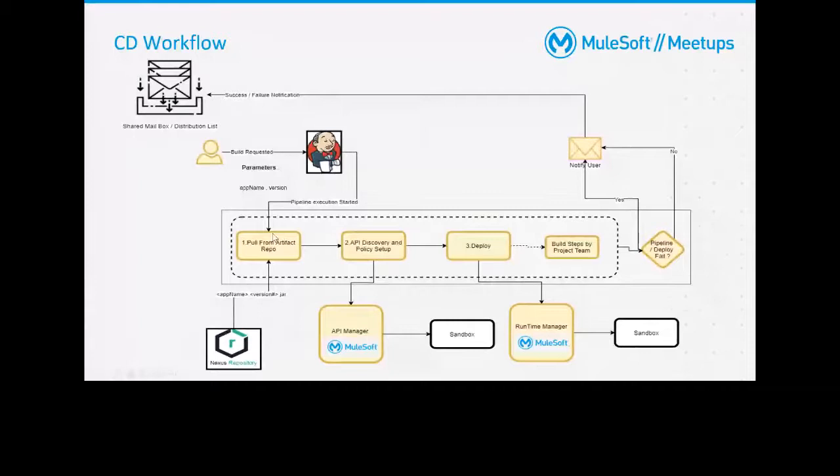It will pull artifact from repo. It will apply API discovery and policy setup. It will deploy that particular one. So API discovery, the magic of this is something Akshay will definitely cover in detail. Deploy will happen over here, and if anything fails out of these 4 major steps, it will send out an email saying, hey, your build is failing.